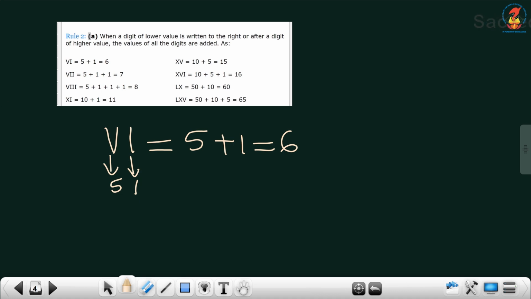15. In the same way, VII, the value of V is 5, is it? And the remaining are I, I. So we have to add it. 5 plus 1 plus 1. What is the answer? 7.